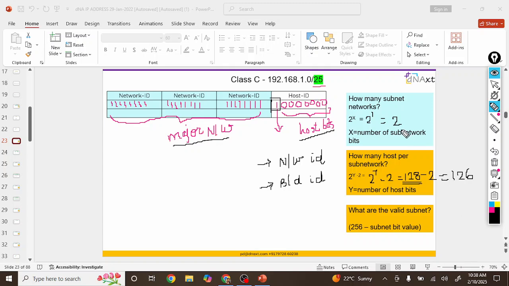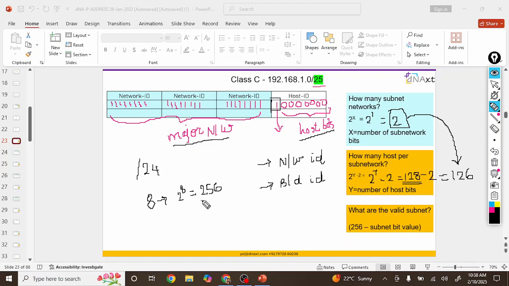Okay, so basically what you are doing, you are borrowing one bit from the host, due to which you are breaking down your network into two subnetworks. Each subnetwork contains 126 IP addresses, because by default the class C range is /24. So you have 8 host bits, so total 2 to the power 8, that means 256 IP addresses you get in class C range.